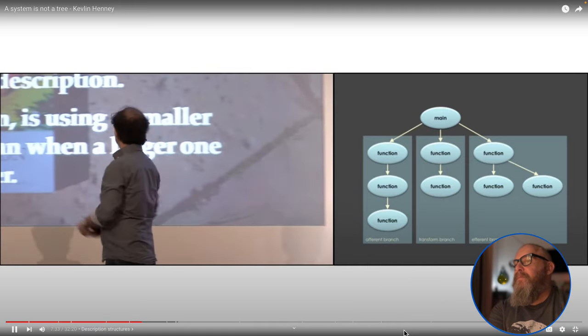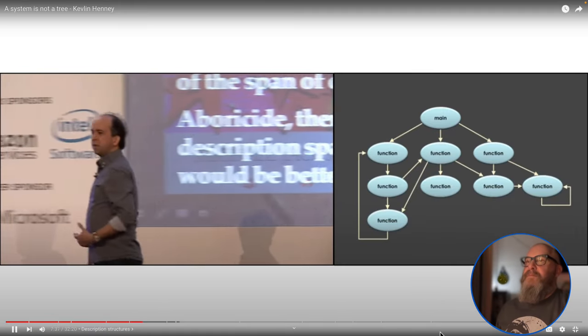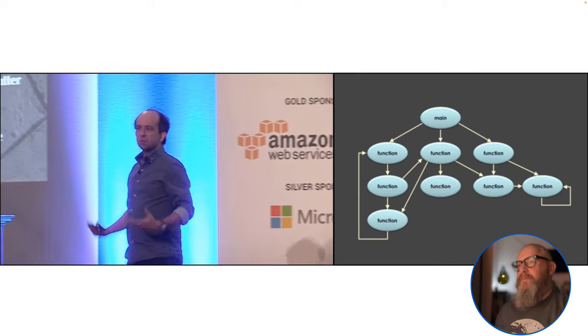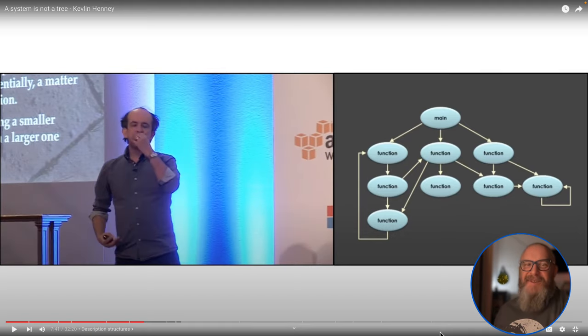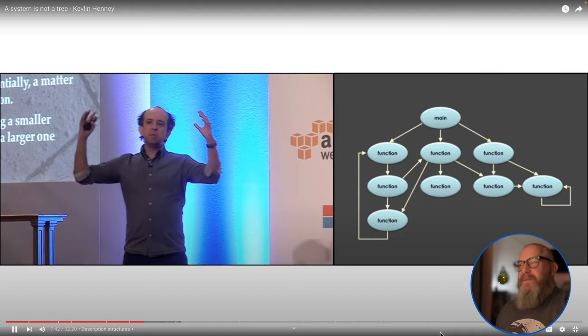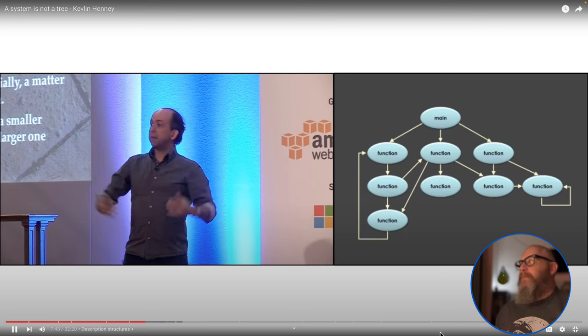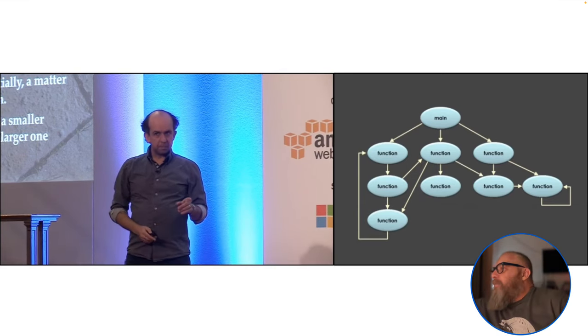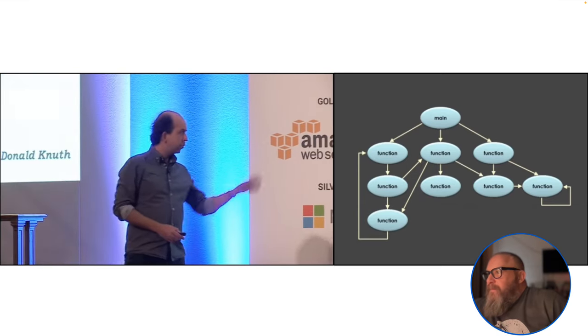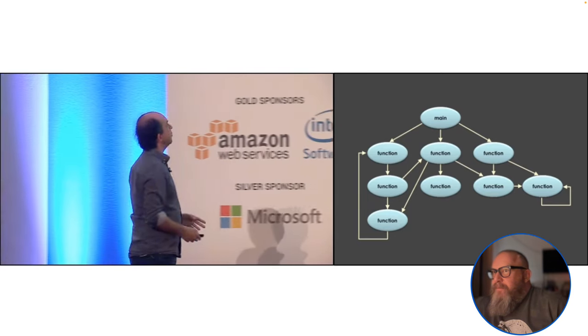Arboricide then is using a smaller description span when a larger one would be better. In other words, size your description structures. Software is a description structure. It is information. Well, this is not a tree anymore. It has to be things that make sense, can be understood, can be manipulated, and reflect aspects of the real world. Fine, we see that. More briefly, Donald Knuth: trees sprout up just about everywhere in computer science.